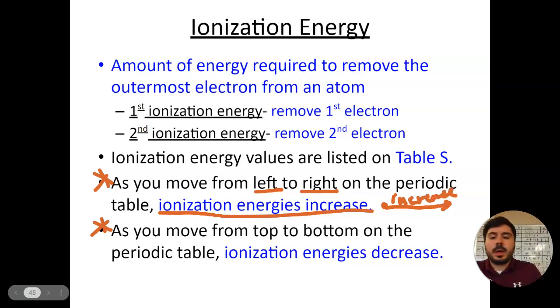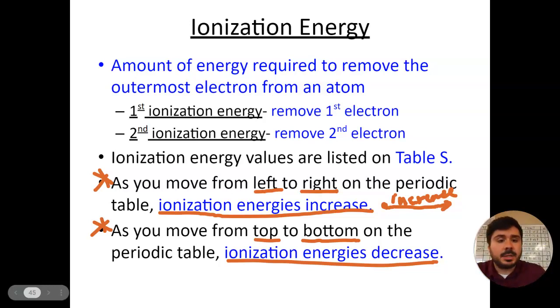Increase from left to right, okay? And as you move from the top to the bottom on the periodic table, ionization energies are going to decrease this time around. Definitely a different trend here than what we're used to seeing with the atomic and ionic radius. So from the top down, we're going to see a decrease this time. Increase from left to right, top to bottom is going to be a decrease for ionization energy.